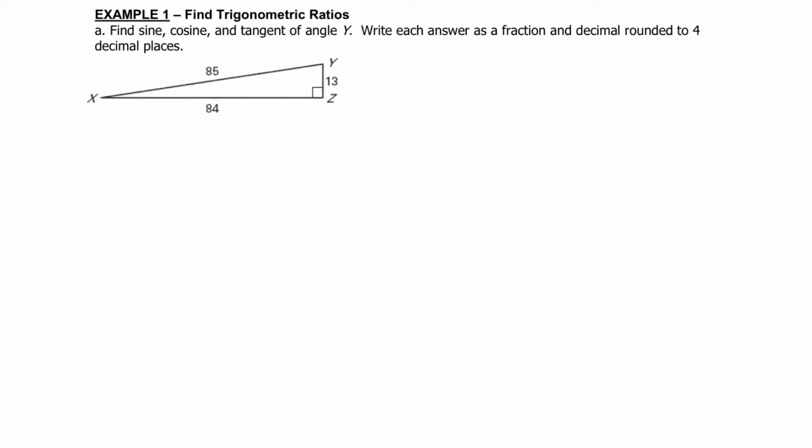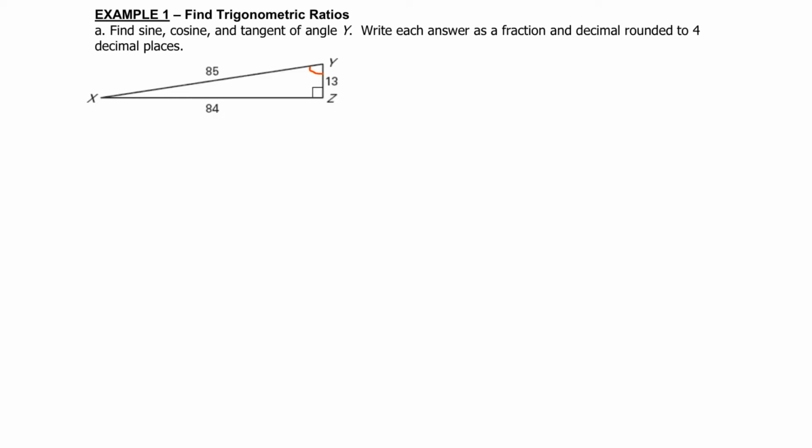So let's look at example 1. They want us to write down the 3 trigonometric ratios, the sine, the cosine, and the tangent of angle Y. So the first thing we want to do is set this up and label our sides with respect to angle Y. So angle Y is actually this angle right here.